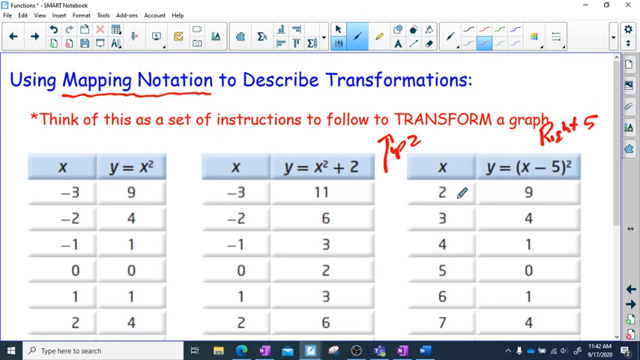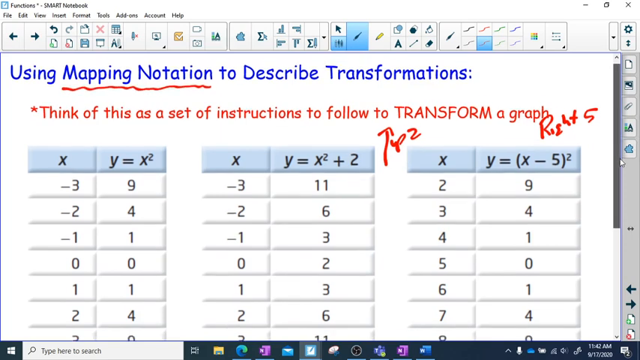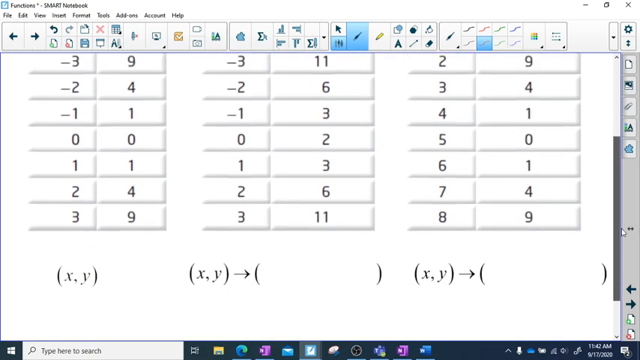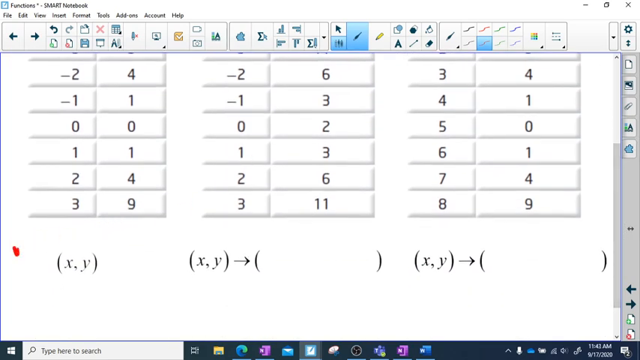So if I'm going right 5, negative 3 was the original x value. The y value stayed 9. But now the y value is 2. Reason being, this told me to move them all right 5. The x value was negative 2. I added 5 to it. Now it's 3. So you can see in this chart, we're adjusting the x's because it's left-right movement. Well, there's a way that we show all of that through what's called mapping notation, which is what you see down here.